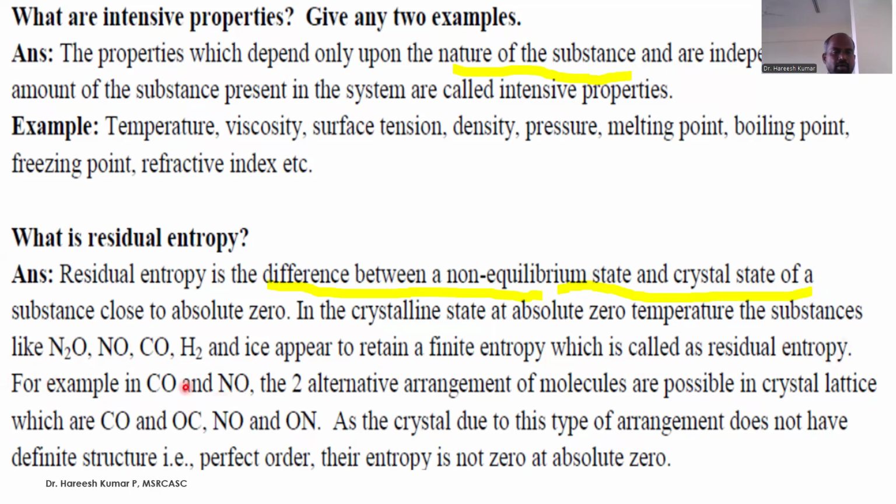For example, in carbon monoxide and nitric oxide, two alternative arrangements of molecules are possible in the crystal lattice, which are CO and OC, NO and ON. As the crystal, due to this type of arrangement, does not have a definite structure or perfect order, their entropy is not zero at absolute zero.